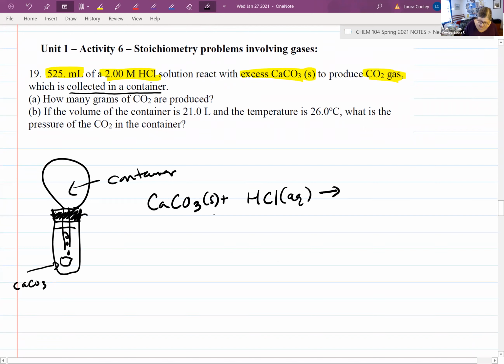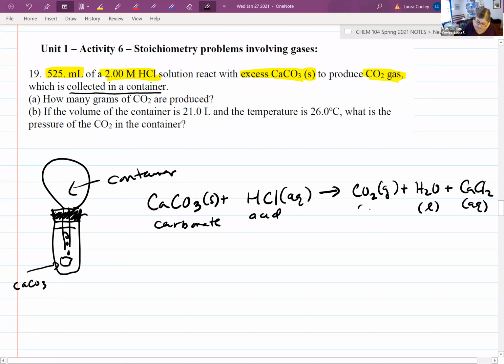So this is an acid plus a carbonate, which is one of the reactions that usually we go over in Chem 103. And the products are carbon dioxide, water, and calcium chloride. Okay, just put the phases there to save a little room, okay?